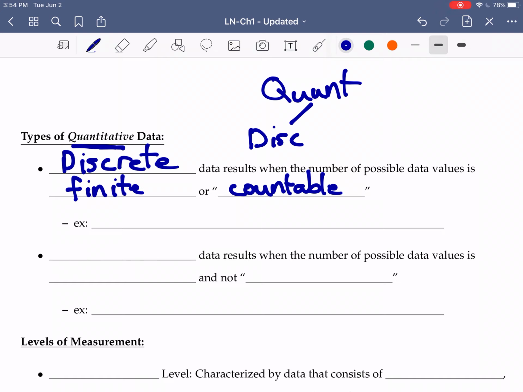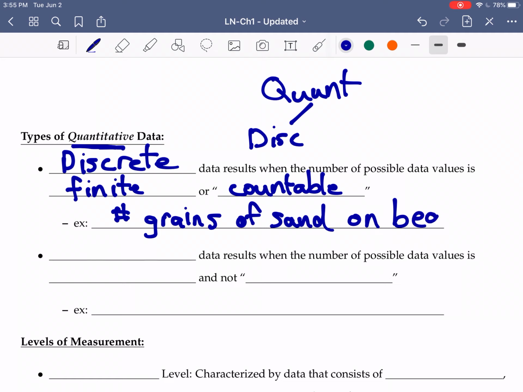So when you think about the number of grains of sand on a planet, or on a beach, let's say. The number of grains of sand on a beach would be discrete data. The way that you would get that number is you would go through a counting process.